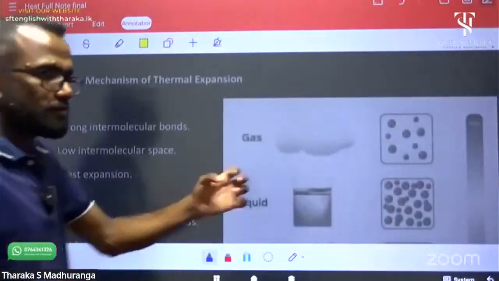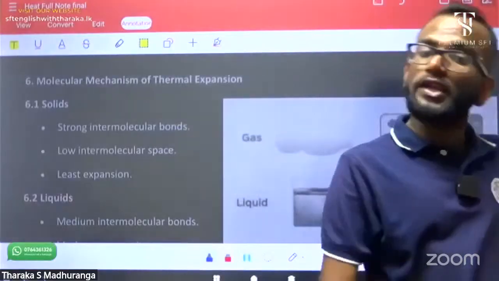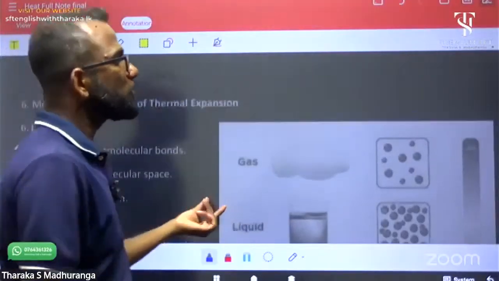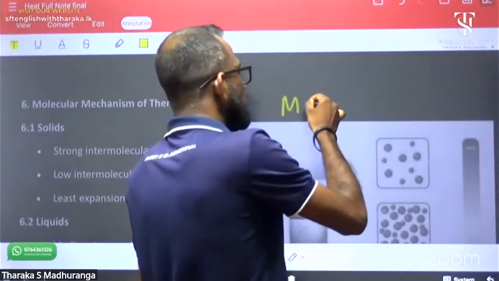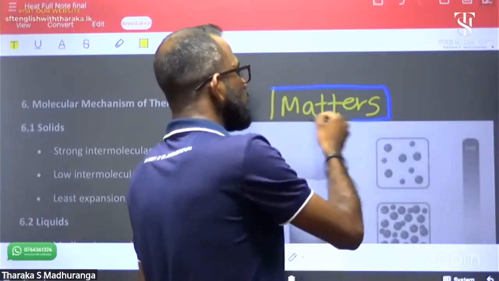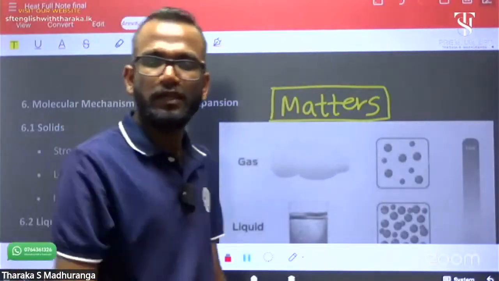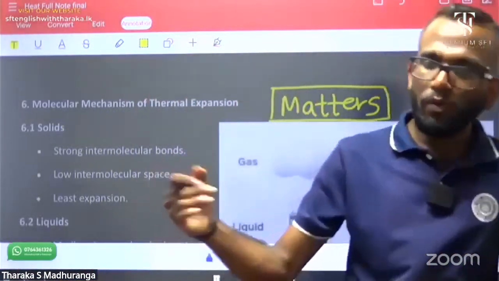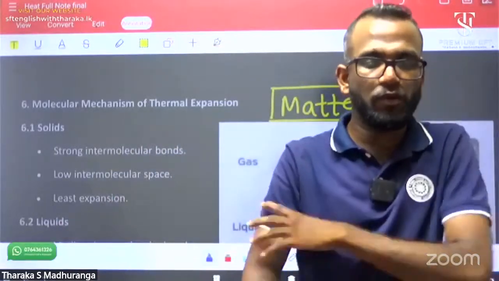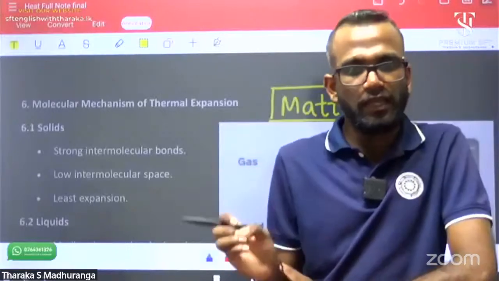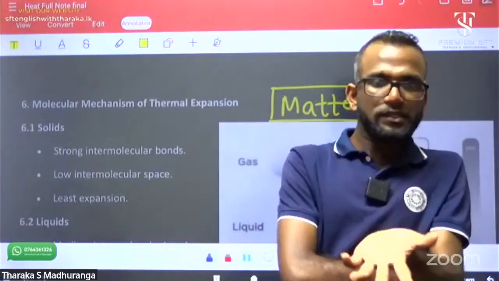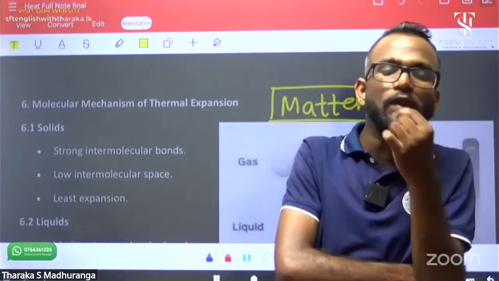Now, matter is mainly of three types. What are they? Solid, liquid, and gas. You know all matter is made of molecules. As examples, copper is made of copper molecules.